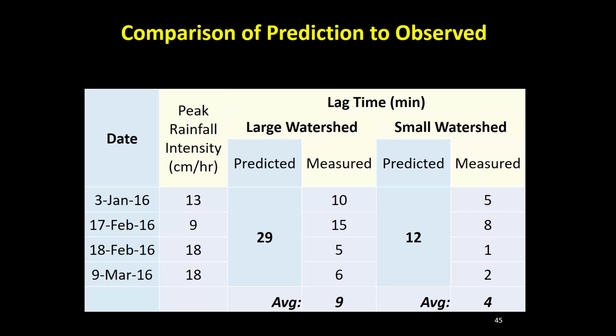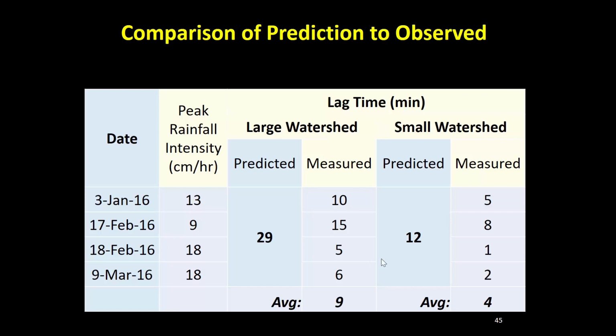So here's the experimental data compared to the prediction that comes out of the NRCS equation. For the large watershed, remember that had a predicted lag time of 29 minutes. But the measured lag time for the large watershed was only 9 minutes. And that's because it was so steep, there was no vegetative cover, and so the water was moving very easily and very quickly through that arid watershed.